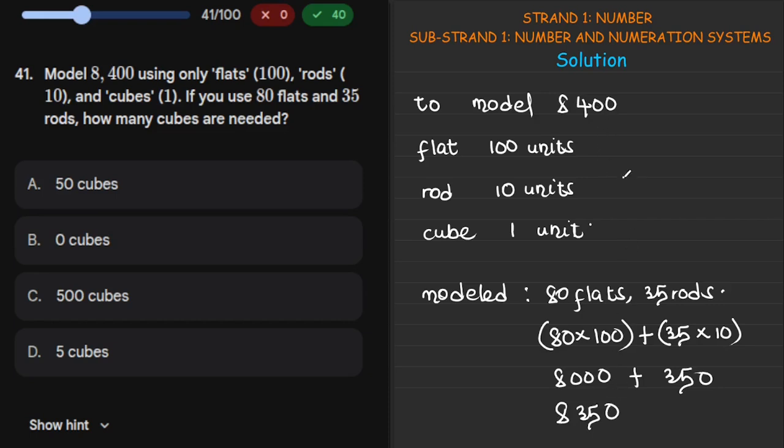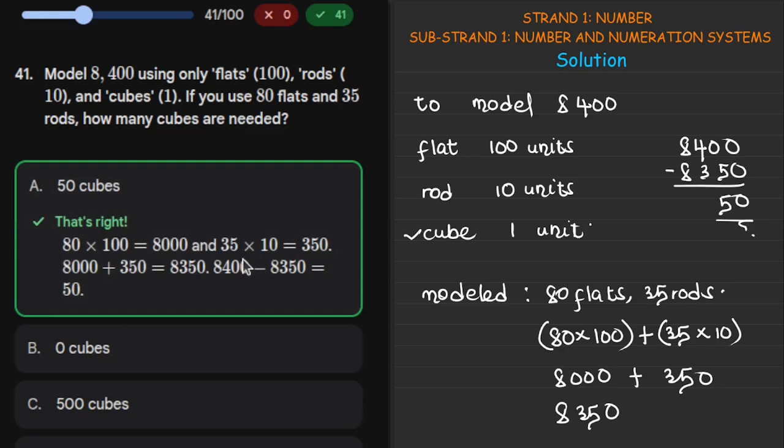So what we do is we subtract 8,350 from 8,400. The remaining is what we would then need for the cube. So the cube covers the remaining. Doing that here, we have 8,400 minus 8,350. What does that give us? It gives us 50. It simply means we need 50 cubes. You see, we know a cube is just a unit. So 50 of those cubes to actually complete our model.